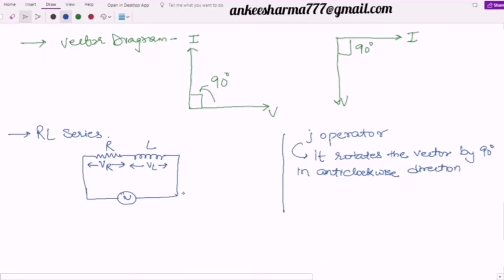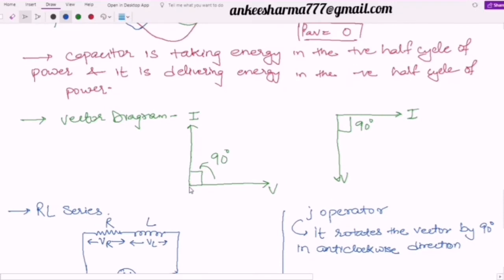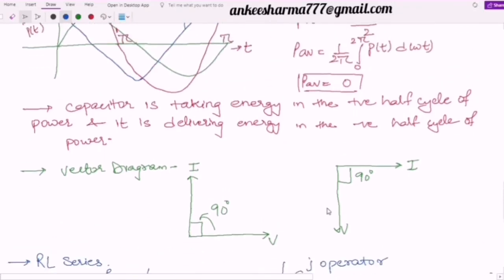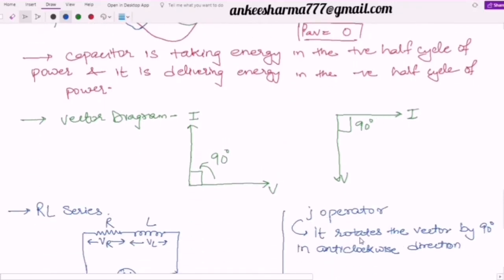Now let's understand this. If I take the case of this capacitor, in this capacitor we have seen that our vector is rotated by 90 degrees. You can see here that it is rotated by 90 degrees. It means a J term will be included here. Whenever you rotate anti-clockwise by 90 degrees, the J operator comes in.